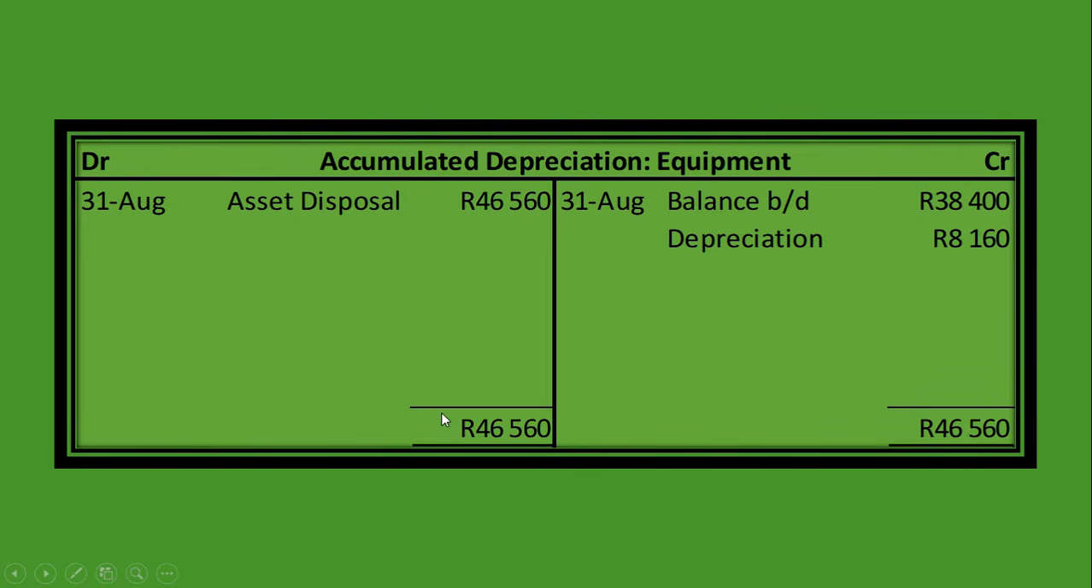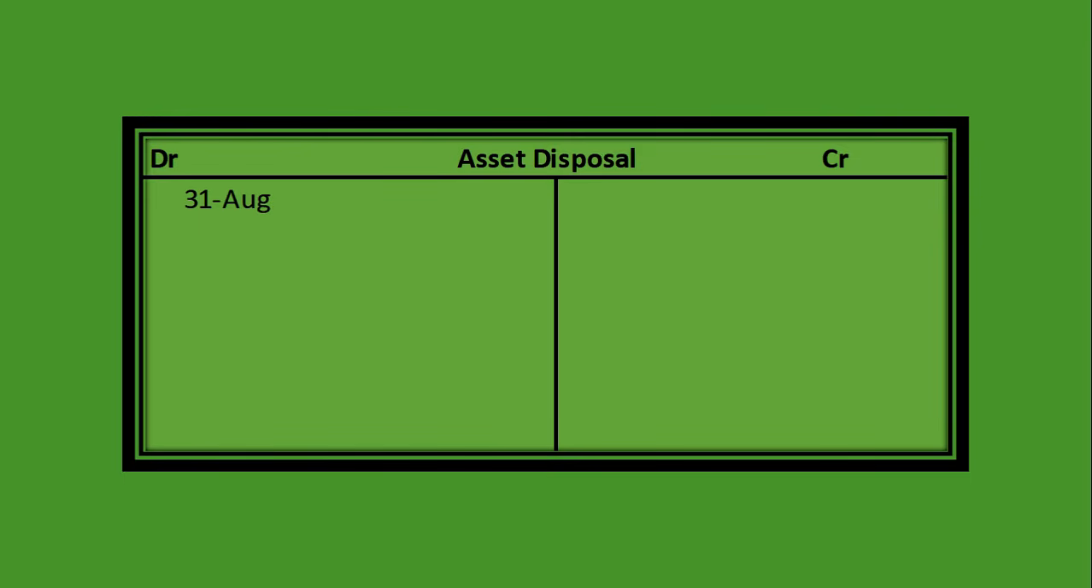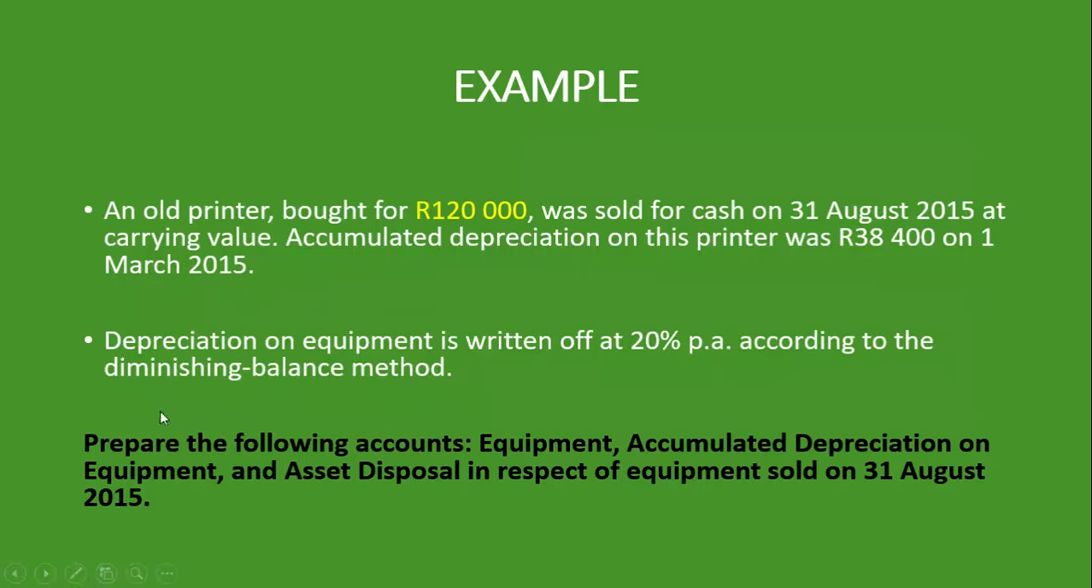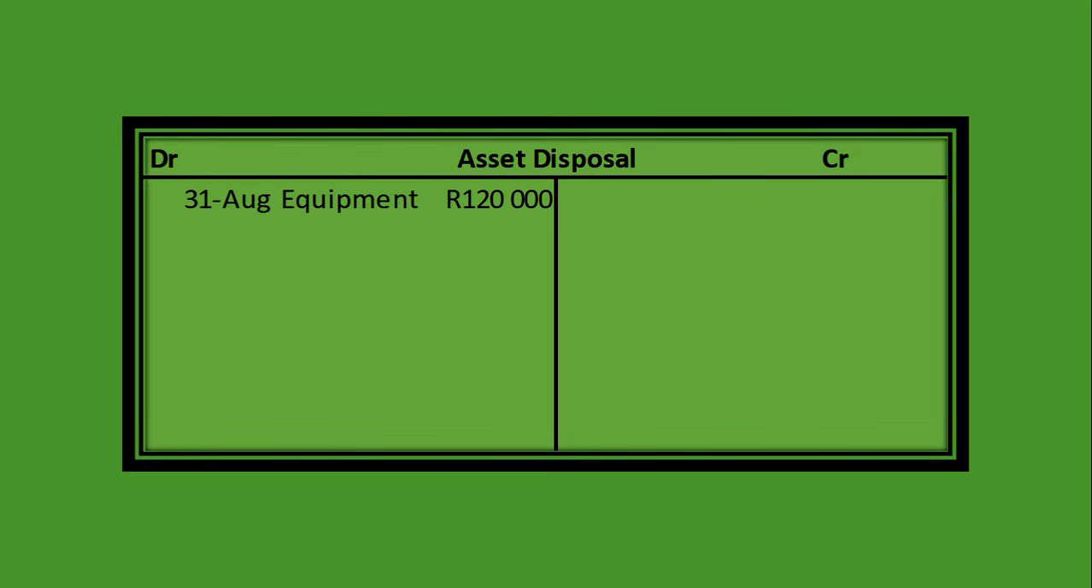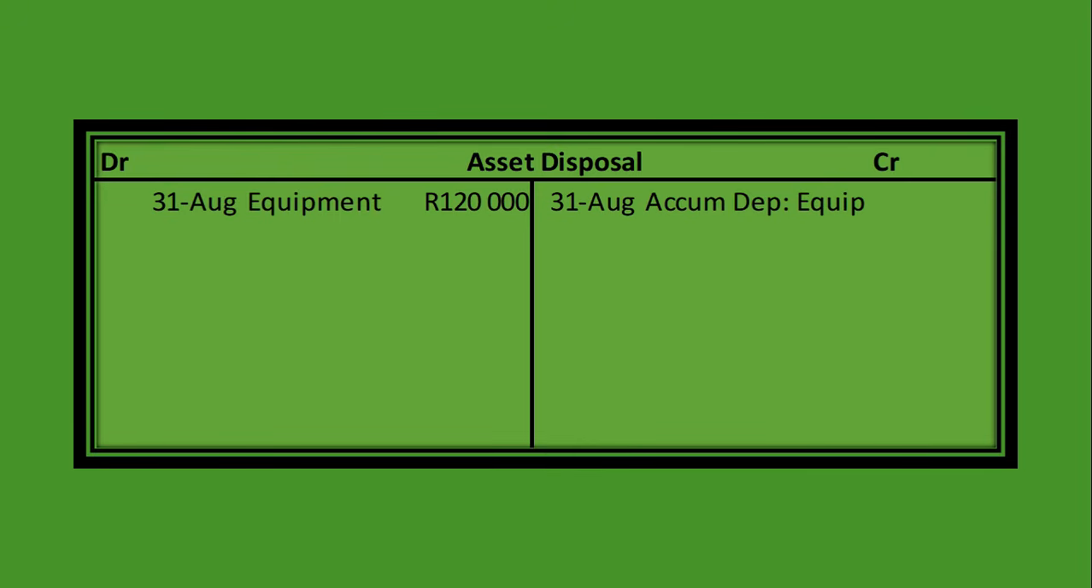Then we move on to now the asset disposal account. Now this is where everything happens. We have the old asset which we bought for 120,000 rand. So we are disposing of this asset. So this is the same asset which we record, equipment, 120,000 rand. What is the next thing that we record? We have to record accumulated depreciation which we have just calculated. We'll put it on the credit side.